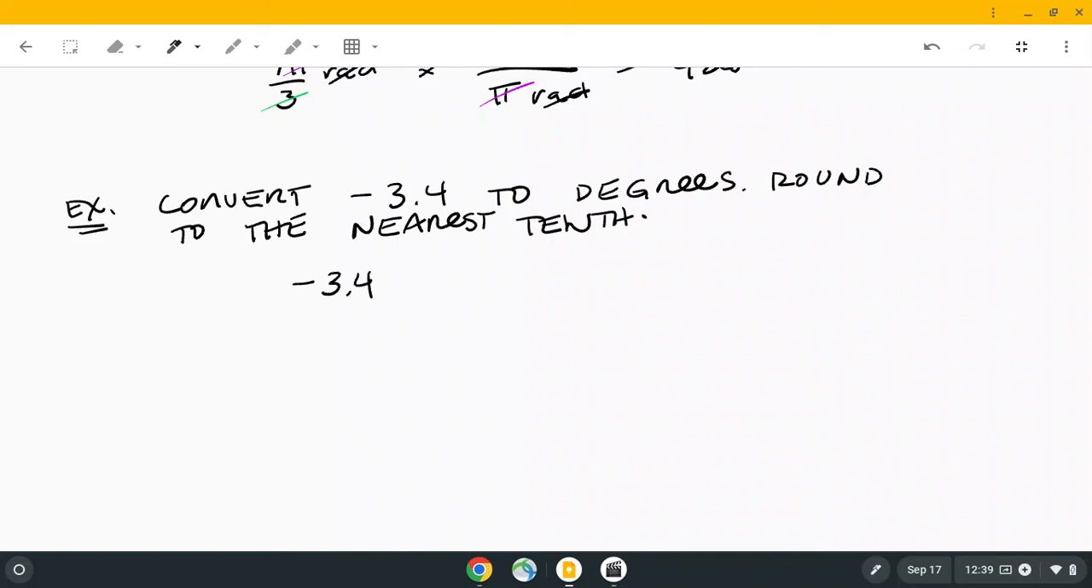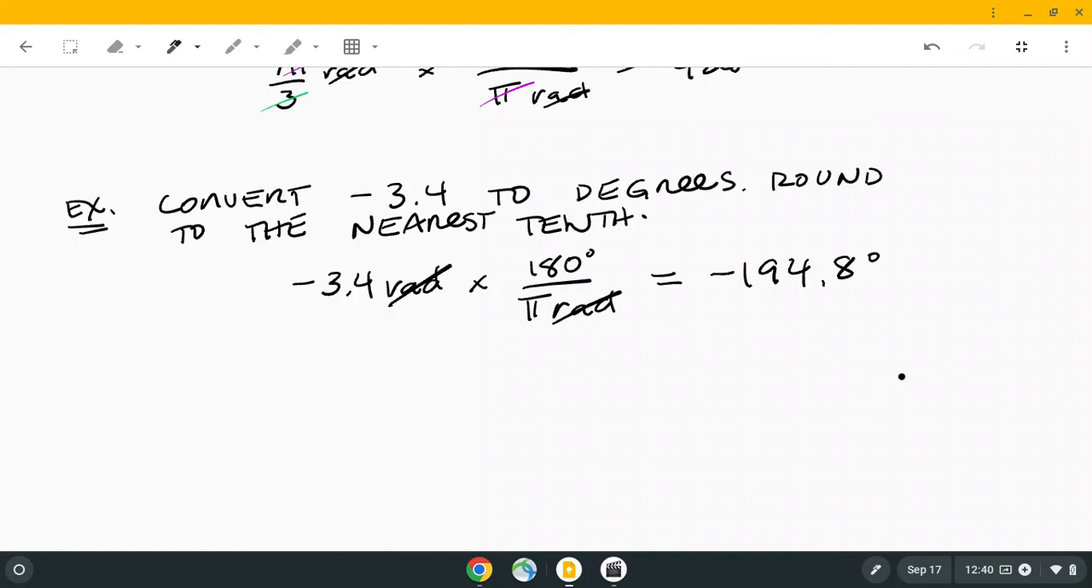All right, so negative 3.4 radians times, okay, so we want to cross cancel the radians. So that will go there, and 180 degrees will go here. So radians cancel. Punch this into your calculator, and you should get negative 194.8 degrees. All right, so that is it for part one.